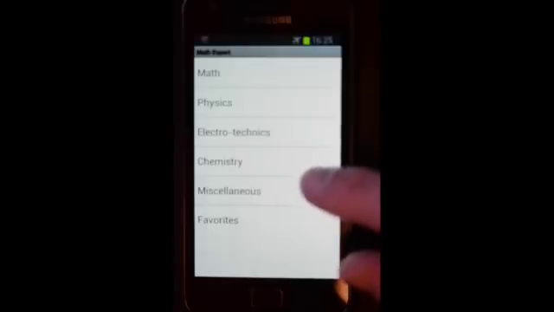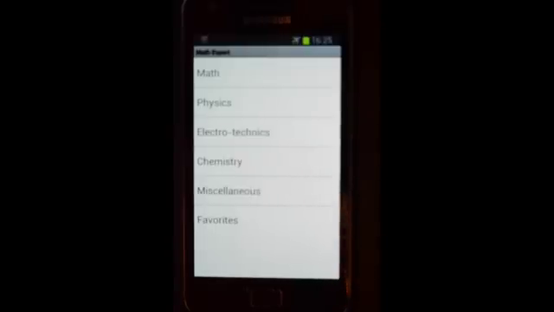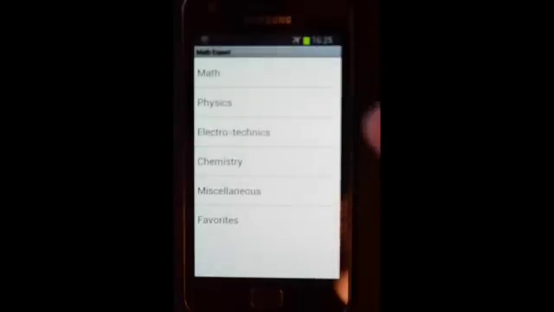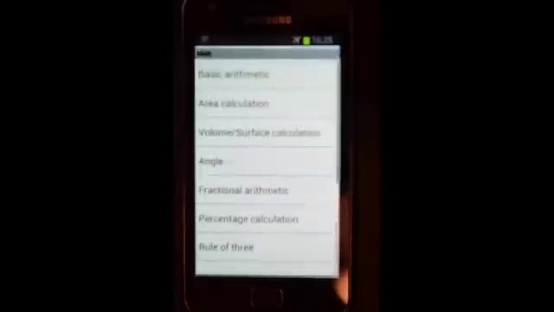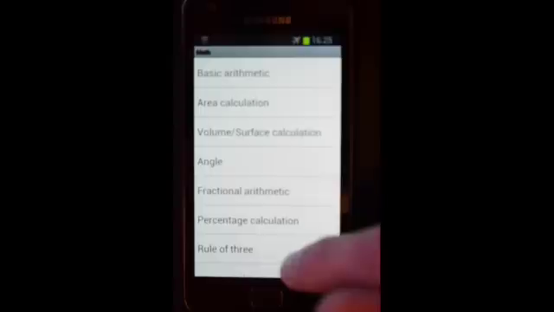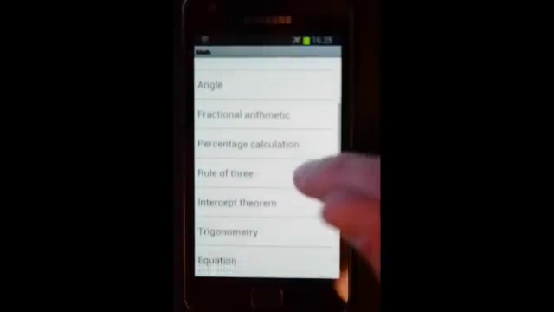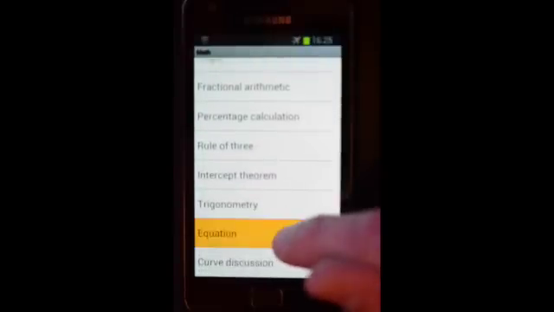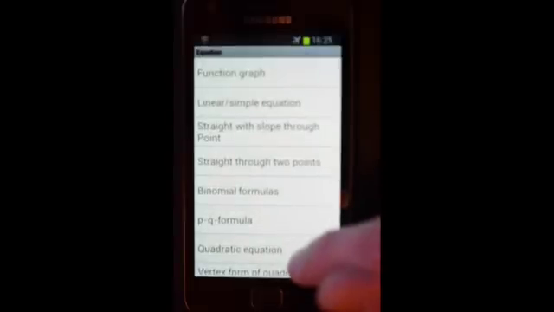So let's start. The start screen of the Mathe Expert contains the list of categories. We will find the quadratic equation in the category Math and the subcategory Equation. So here we find the quadratic equation.